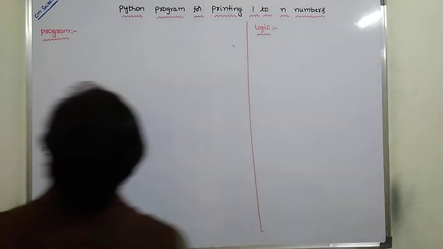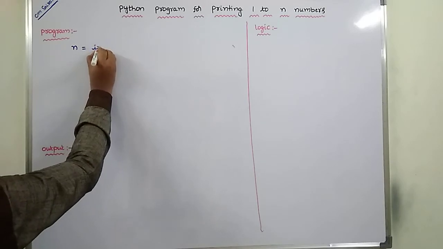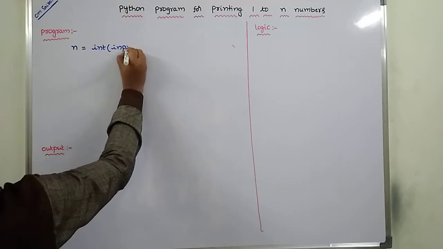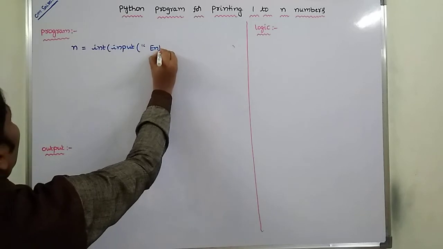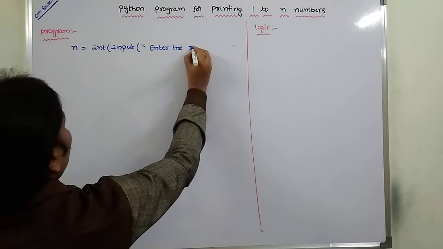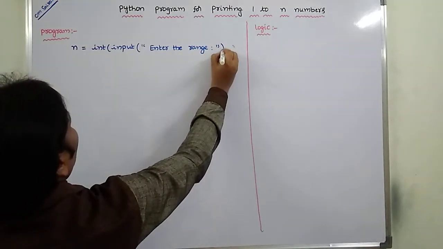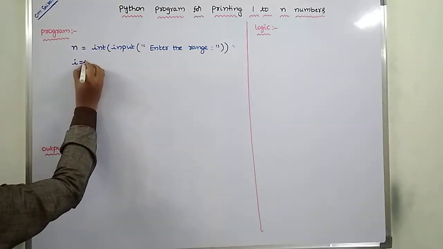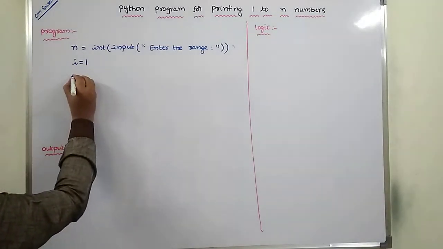First, n is equal to int of input of "enter the range". Next, i is equal to 1. We are starting from 1 to n.